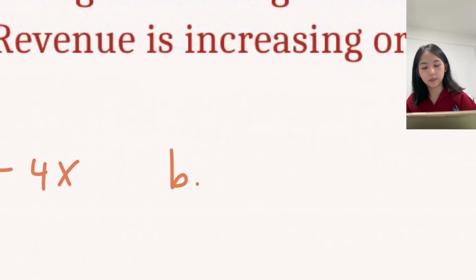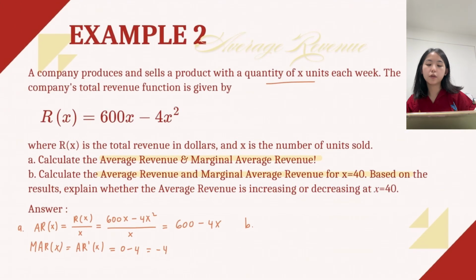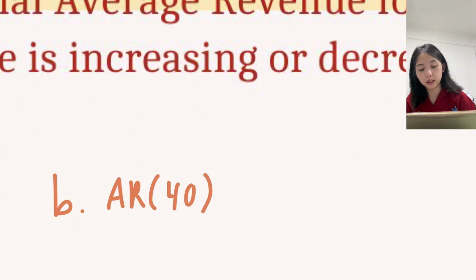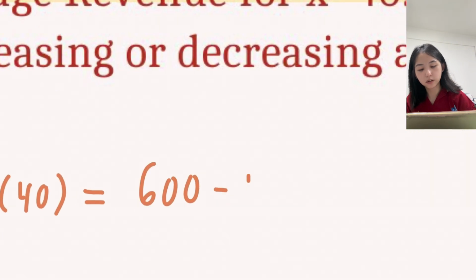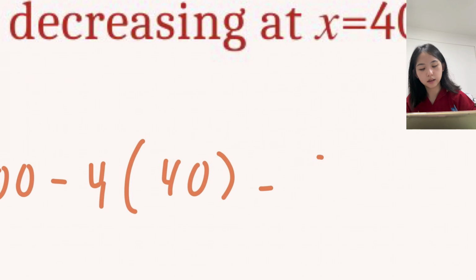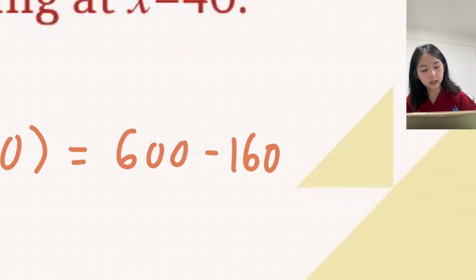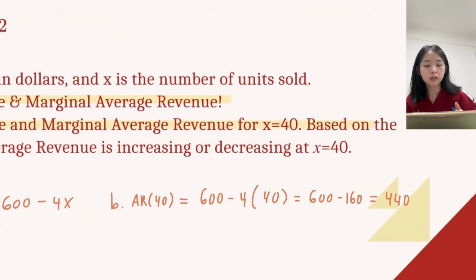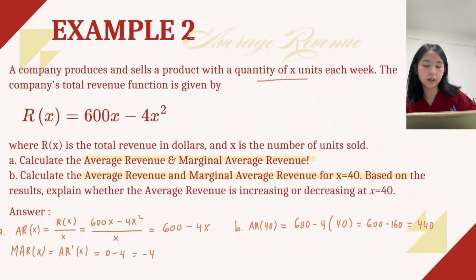Okay. Part B asks for the average revenue and marginal average revenue for x equals 40. So we simply substitute 40 for x, which is AR of 40 equals 600 minus 4 times 40, which is 600 minus 160, which is 440. So this represents that the average revenue is $440 for each unit sold.